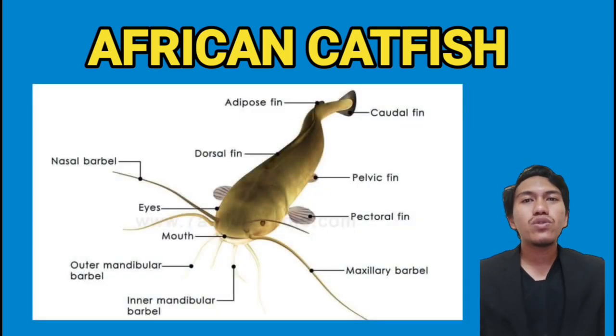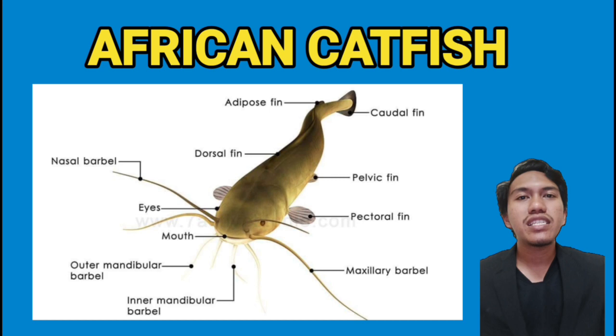Alright, we go to the anatomy of an African catfish. The catfish has a long and cylindrical body, which helps in efficient swimming and maneuvering through the water. The catfish also has a broad head, which provides space for its large mouth and sharp teeth.